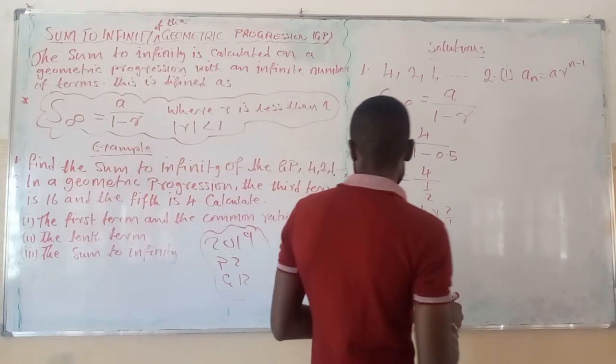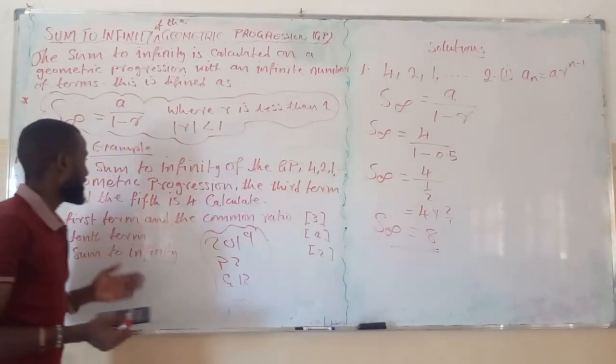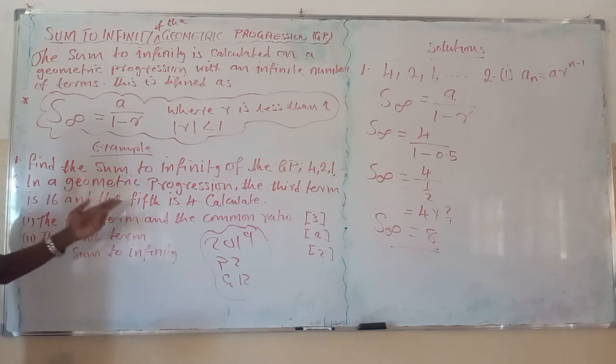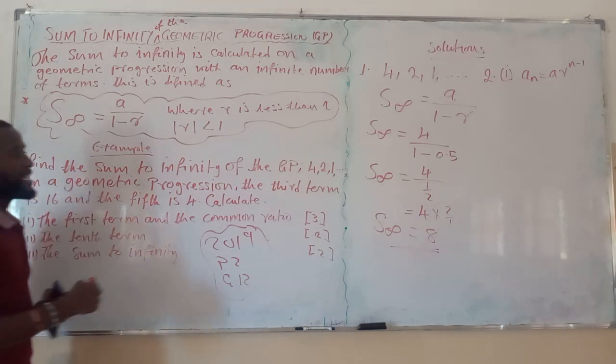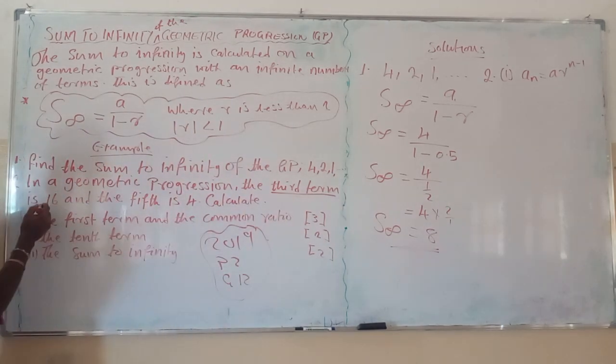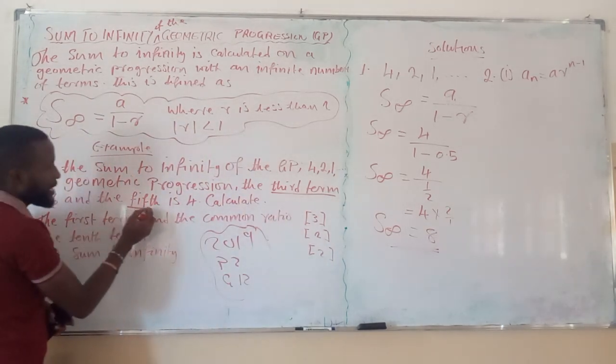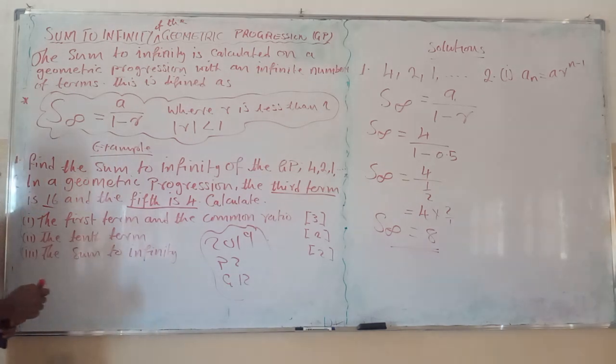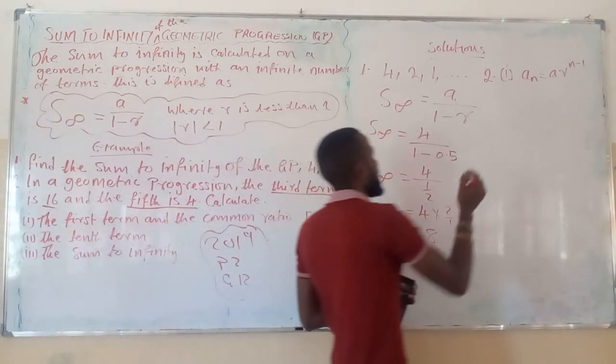Let us list the terms here. They are telling us that in the geometric progression, the third term is 16, and the fifth term is 4. Calculate the first term. So they have given you the third and the fifth term. So meaning that you have these terms. Let me list them down here.